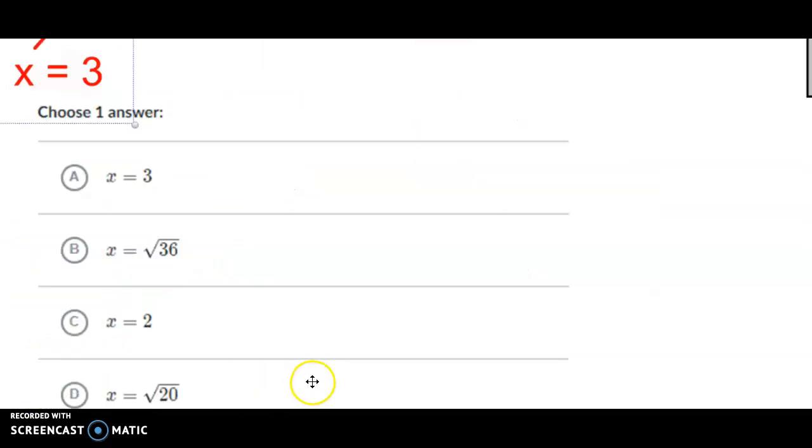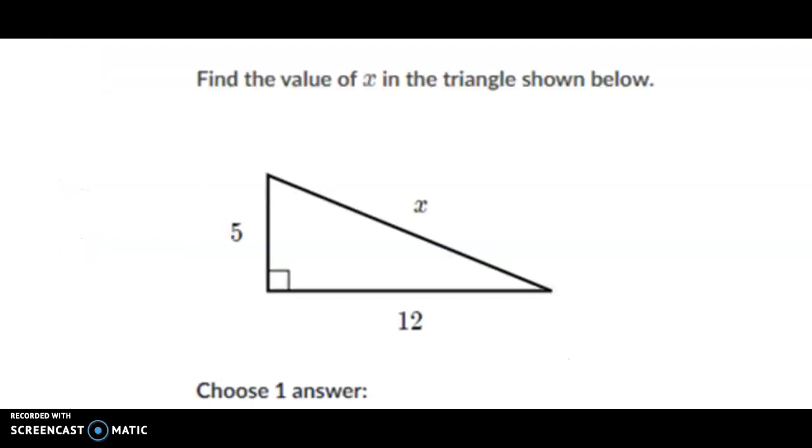I can scroll down here and look in your Khan Academy, and you would write the answer is x equals 3. So that's the first one. I'm going to take a look at 2 more and let you do the rest on your own. So let's take a look at this.